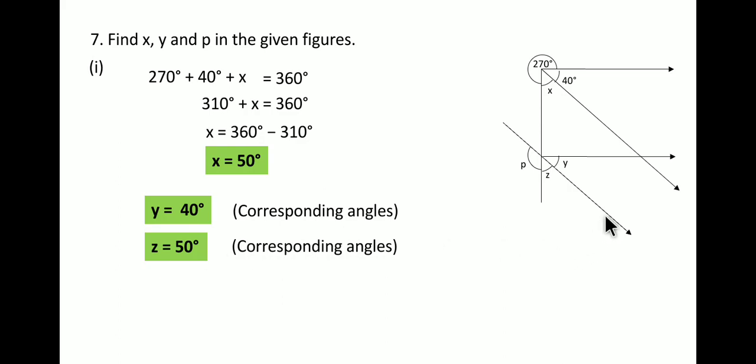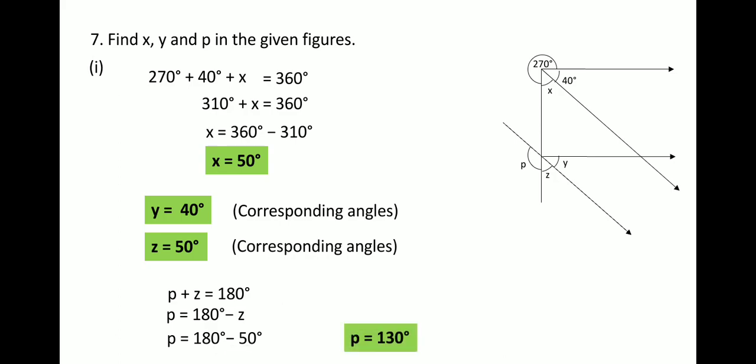Now if you look at this figure, this is a straight line. So angle Z and angle P, if you add, will be equal to 180 degree. So P plus Z is equal to 180, where Z is 50 degree. So P is equal to 180 degree minus Z, or P is equal to 180 degree minus 50. So when you subtract, you will get P is equal to 130 degree. So here the value of X is 50, value of Y is 40, value of Z is again 50 degree, and P is equal to 130 degree, which is the required answer.